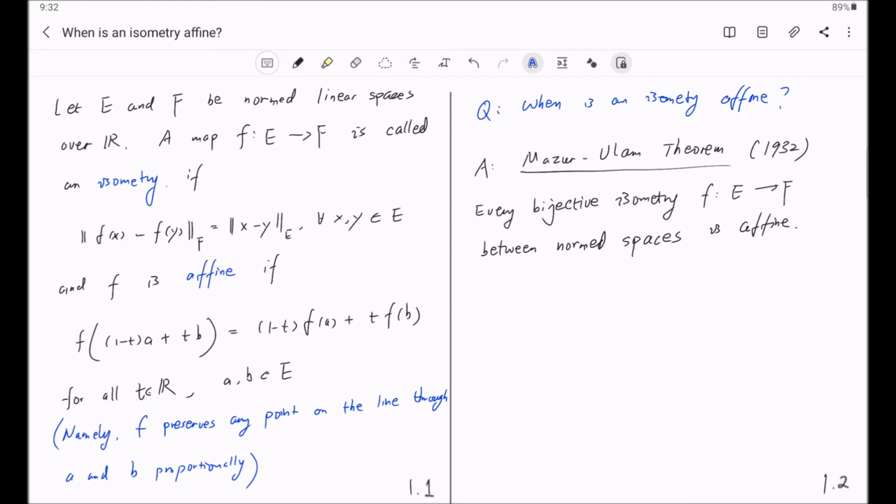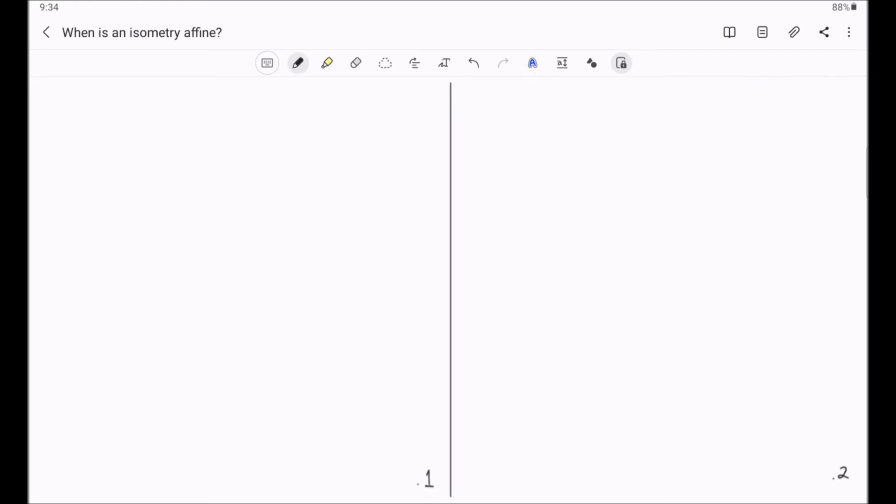At this point, in case some of you might be interested, let me tell you that the bijectivity here really plays some role, since not all isometries are affine. So let me give an example of an isometry that is not affine. Let me write this down as a remark: not all the isometries are affine.